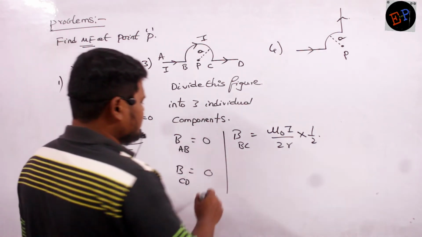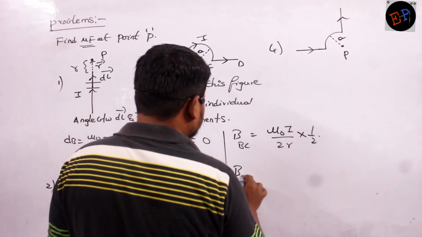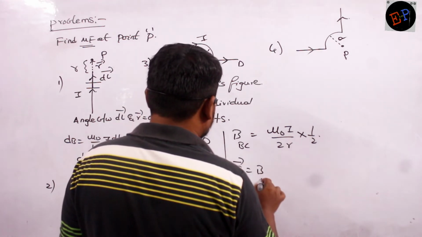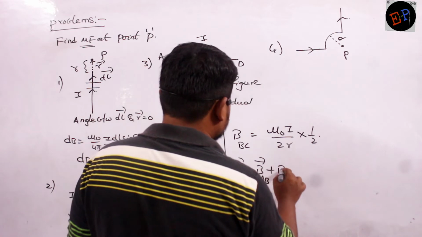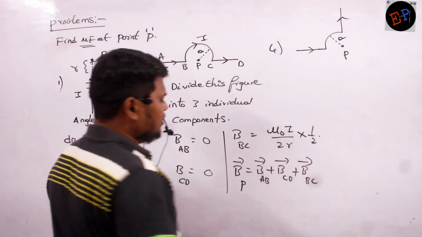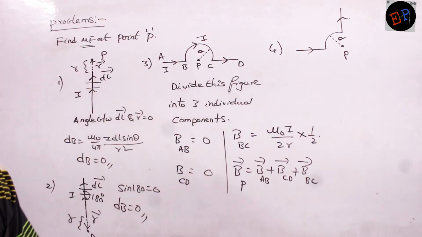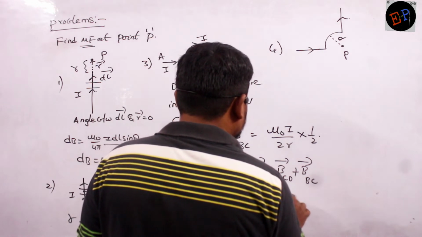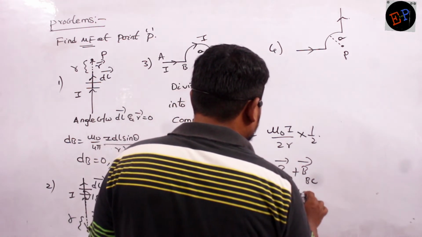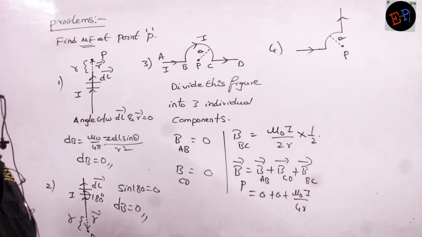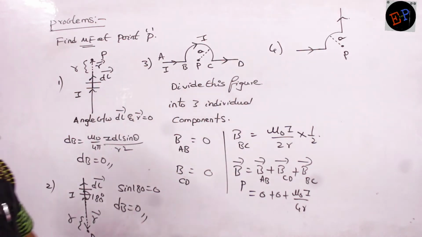That's all. So therefore, magnetic field at point P is how much? It is the vector sum of B AB plus B CD plus B BC. Why are we taking vectors? Because magnetic field is a vector quantity. Are you able to understand? So therefore, 0 plus 0 plus mu naught I by 4R. And what about the direction? Direction. How can you say?